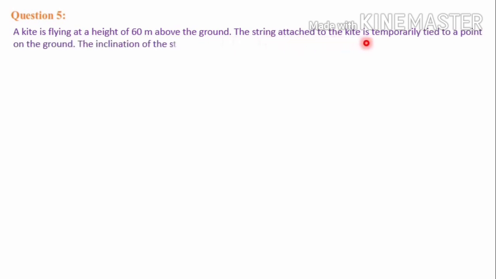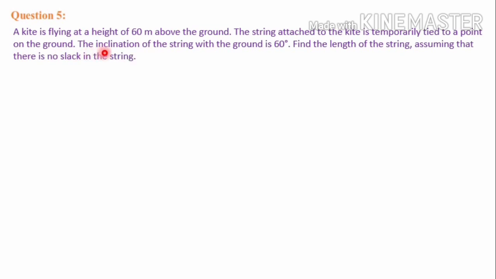The string attached to the kite is temporarily tied to a point on the ground. The inclination of the string with the ground is 60 degree. Find the length of the string. Assume that there is no slack in the string.